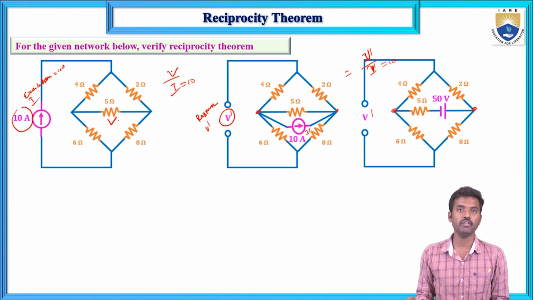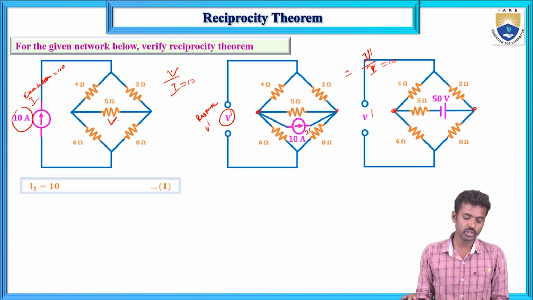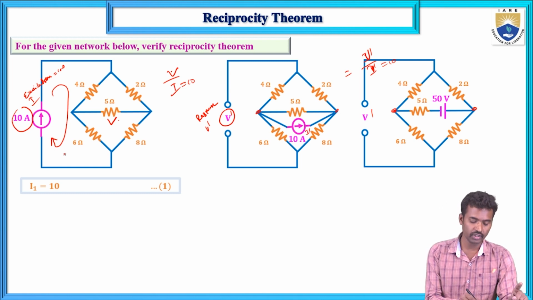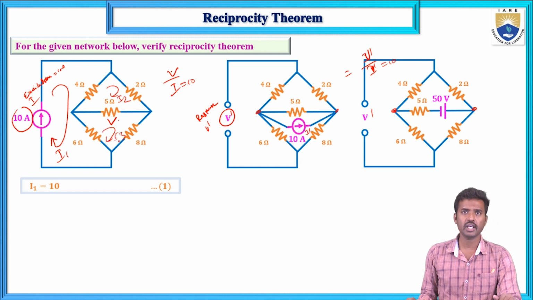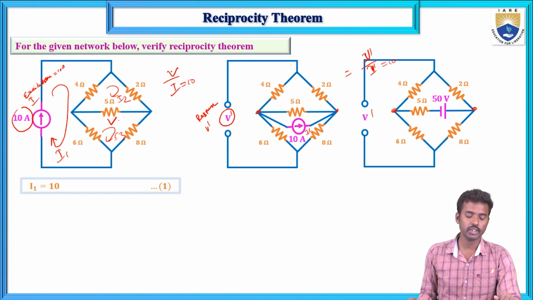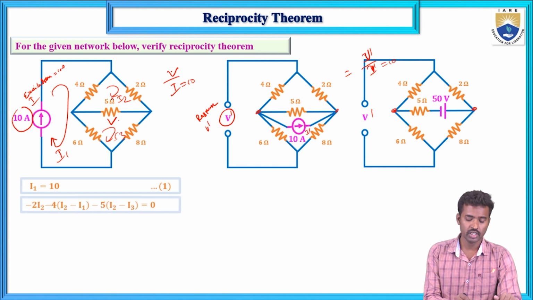First, apply KVL in circuit 1. I1 equals 10, where this is I1, this is I2 and this is I3. The current source current is the mesh current I1, so that is equation number 1. If you apply KVL in the second mesh, 4 into (I2 minus I1), 2 into I2 and 5 into (I2 minus I3). All are resistive drops, and that equals 0.